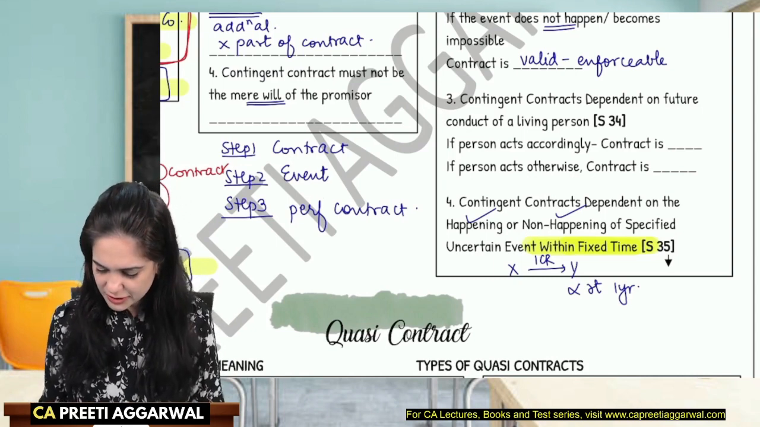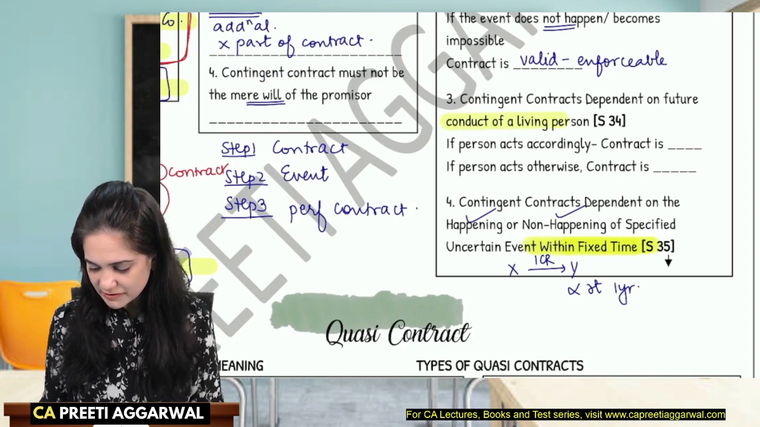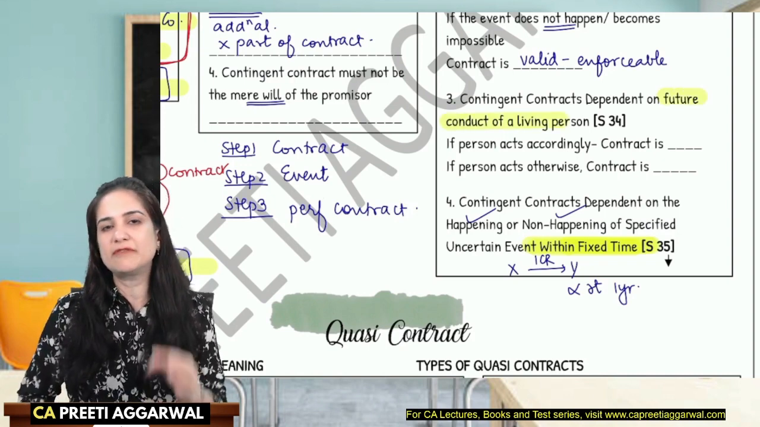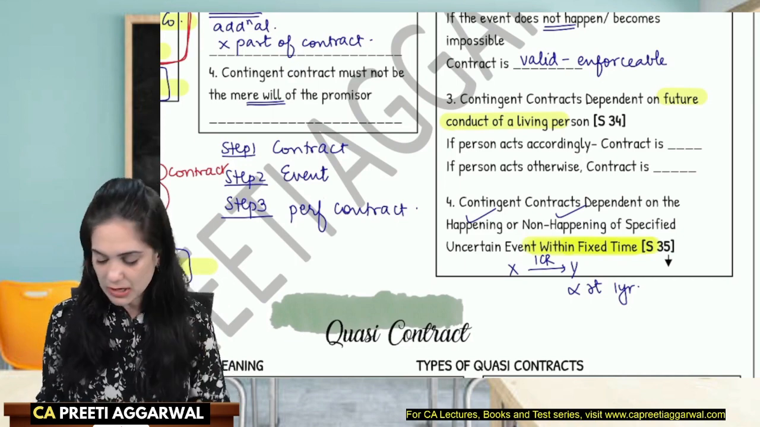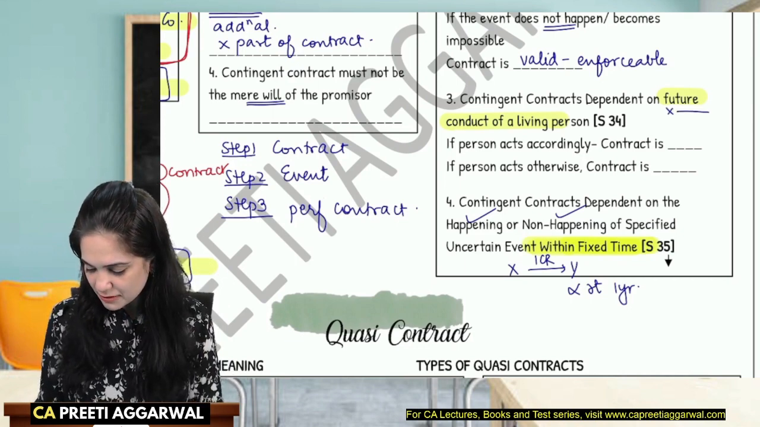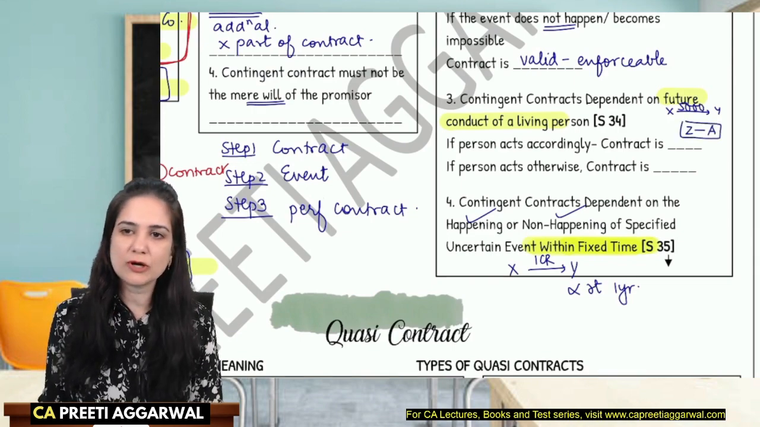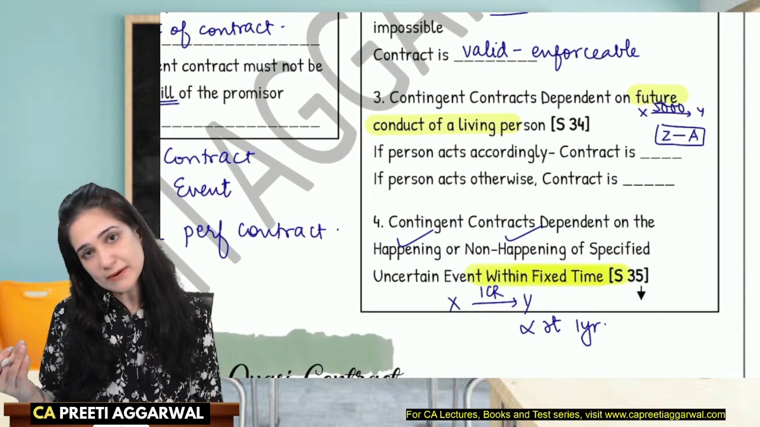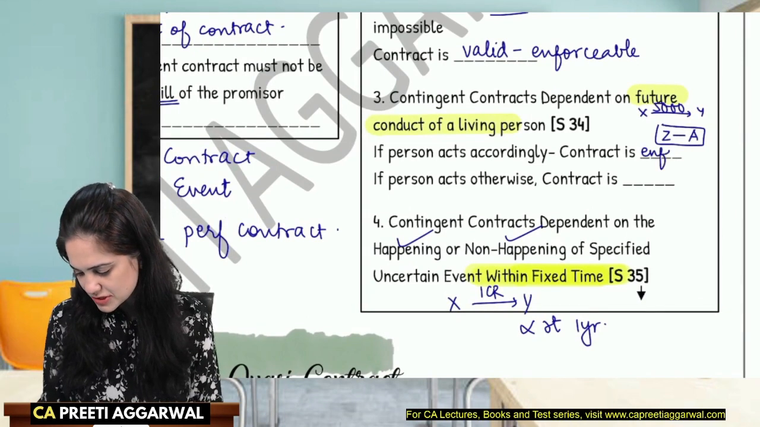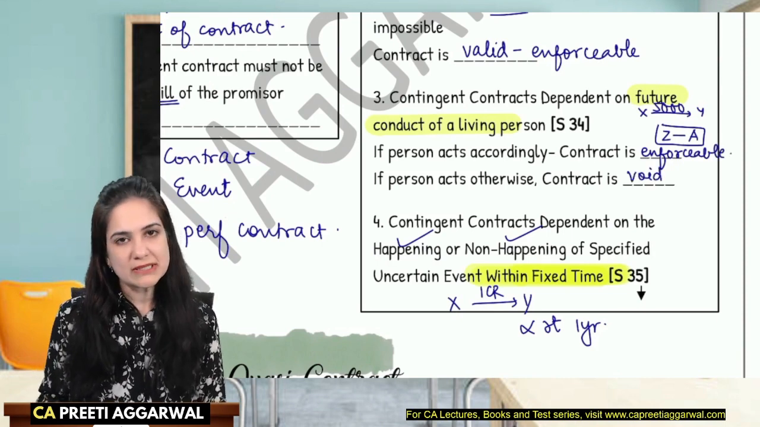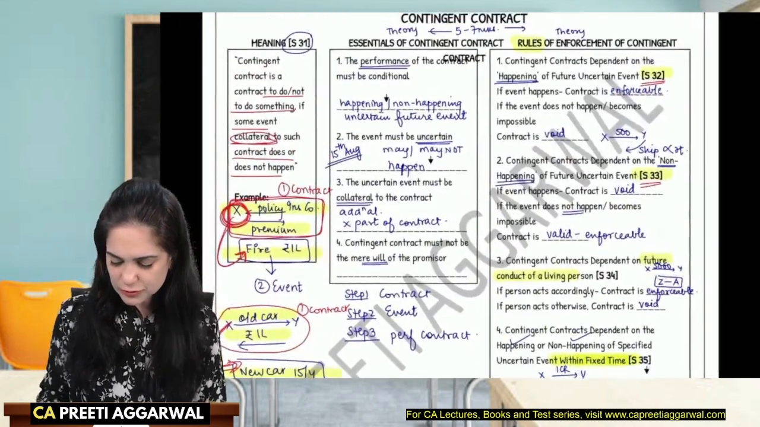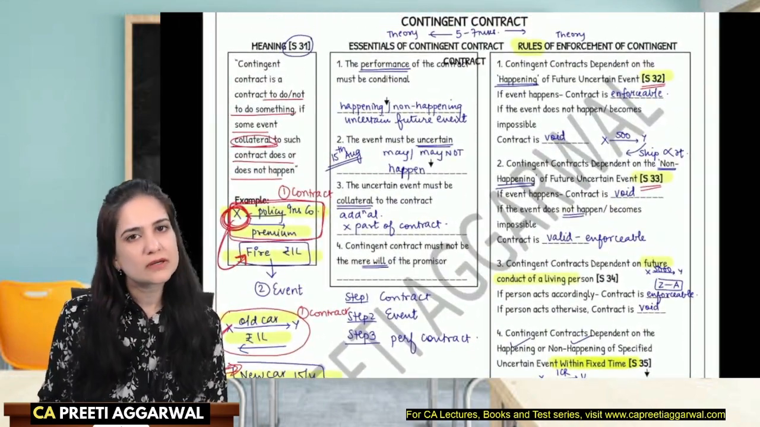Sometimes the contingent contract depends upon the future conduct of living persons. It depends upon how people will act in the future. So X promises to pay 5,000 rupees to Y if Z marries A. Now Z may marry, Z may not marry. If Z marries, then the contract is enforceable. But if Z does not marry, then the contract becomes void. Yes, so these are the rules of enforcement of the contract.